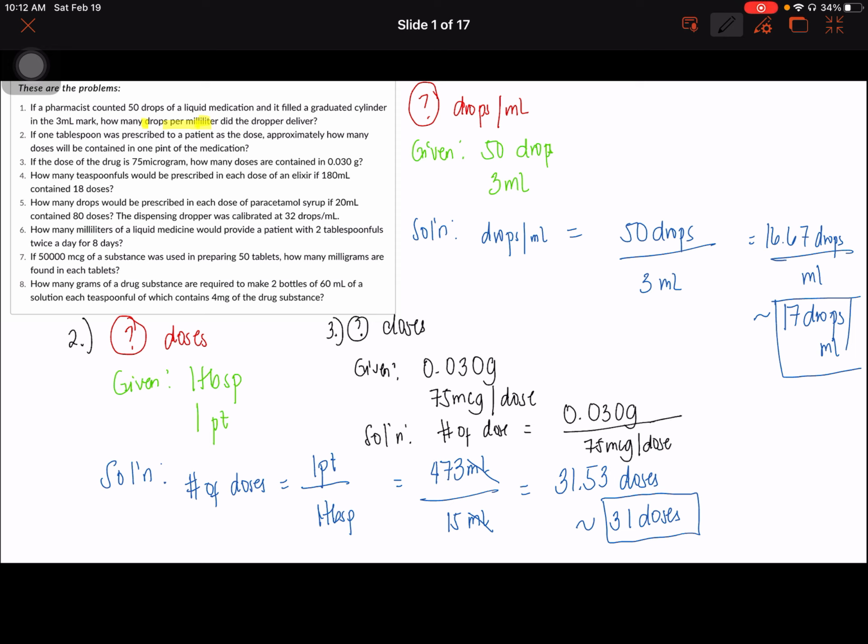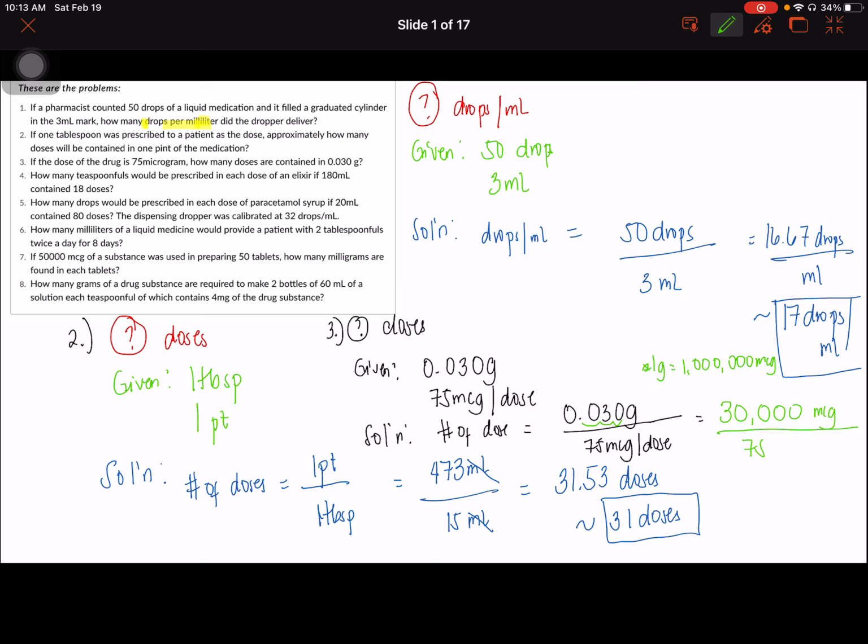Again, in order for us to cancel out the gram, gram and microgram need to have the same unit. Either we convert into micrograms or we convert into grams. Let's say I convert into micrograms. 1 gram is equal to 1 million micrograms, right? That is 1, 2, 3, and then we add three zeros, 1, 2, 3. Remember again, 1 gram is equal to 1 million micrograms. So what I did in your calculator is 0.030 times 1 million. That is 30,000 micrograms.